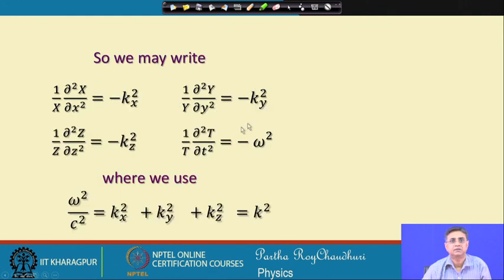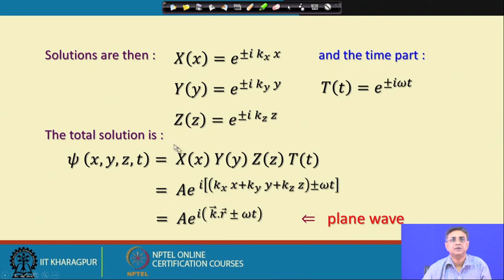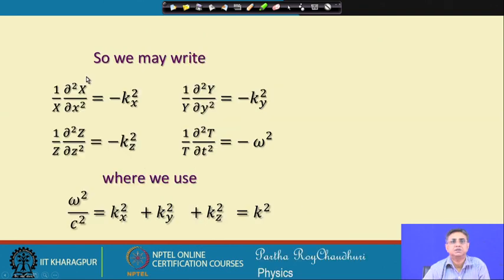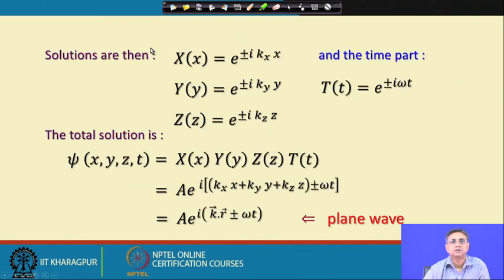So, that is what appears here. So, omega squared by c squared equals this, but this is equal to k squared. The solutions of each of these equations are of this form: X equals this, Y equals e to the power of plus or minus i k_y y, and similarly Z equals e to the power of plus or minus i k_z z, and the time part will become T of t equals e to the power of plus or minus i omega t.